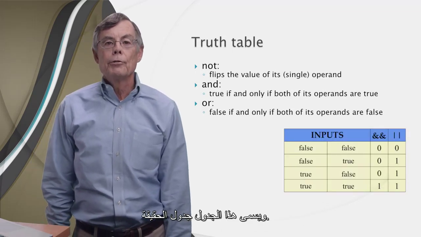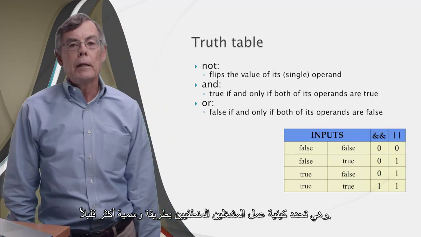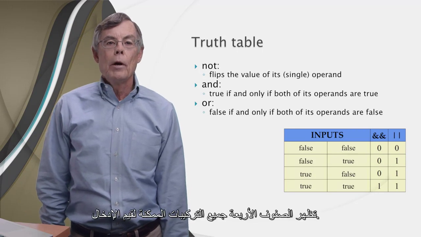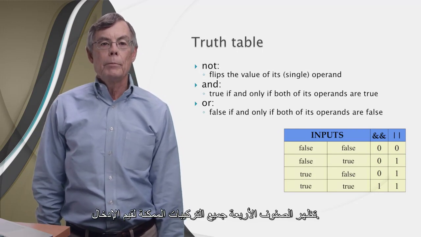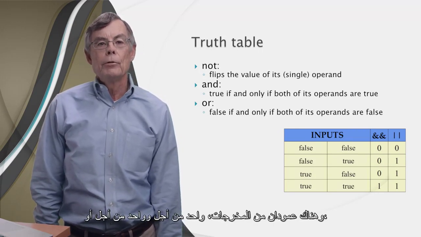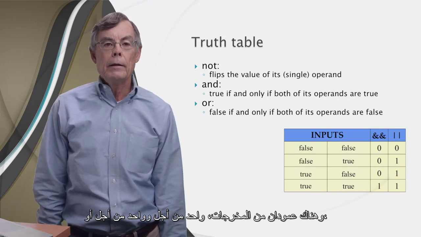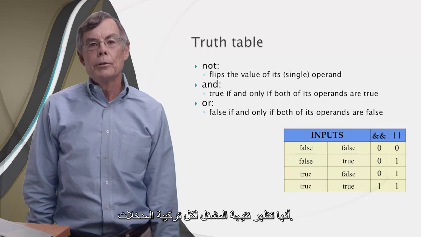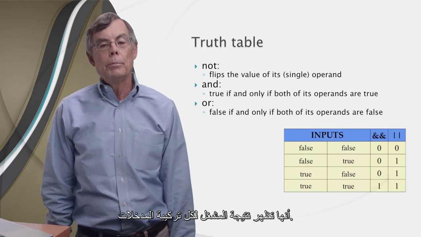This table is called a truth table. It specifies how logical operators work in a bit more formal manner. The 4 rows show all possible combinations of input values. And there are 2 columns of outputs, one for and and one for or, over there on the right. They show the result of the operator for each input combination.